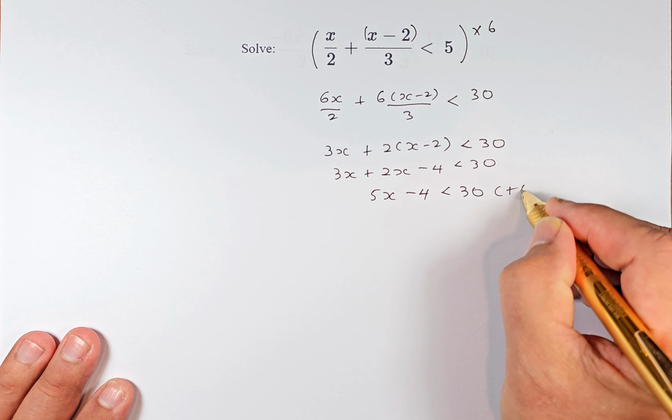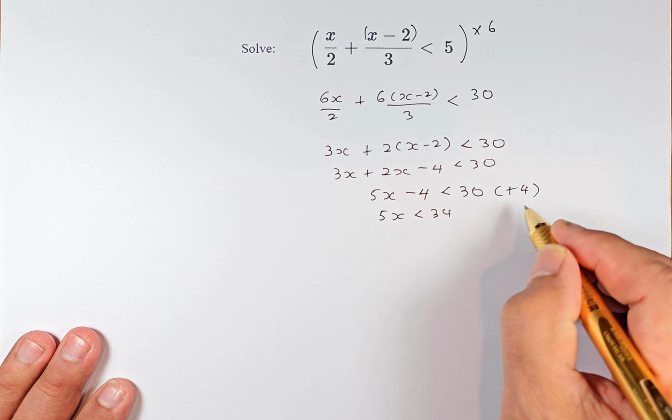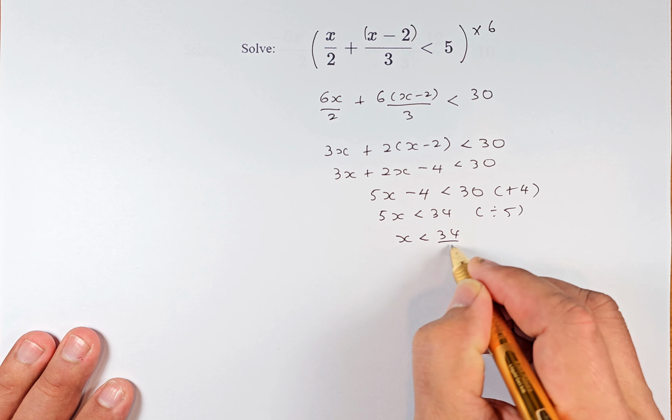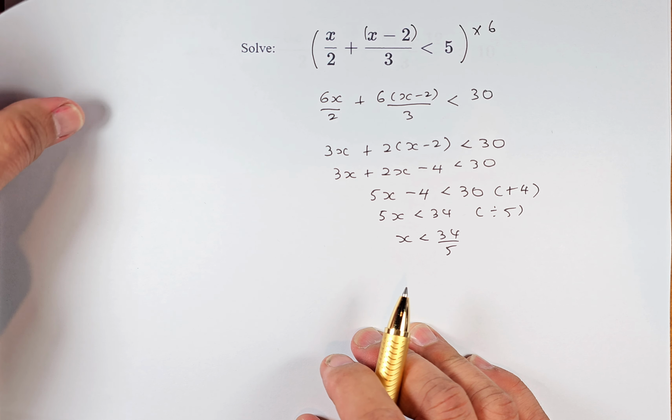Now we're going to add 4 to both sides of the inequation. So 5x is less than 34. And last step, we divide by 5, and x is less than 34 over 5. There's no need to change the inequality because you did not multiply or divide by a negative number. Awesome. Now we shall do the second question.